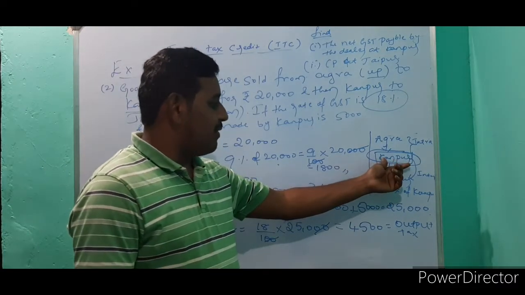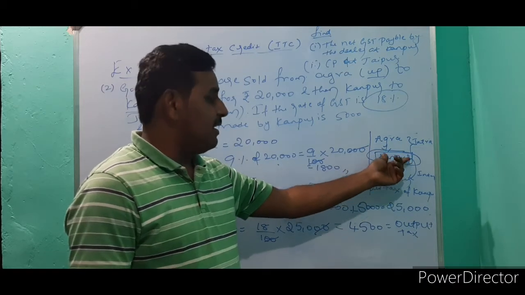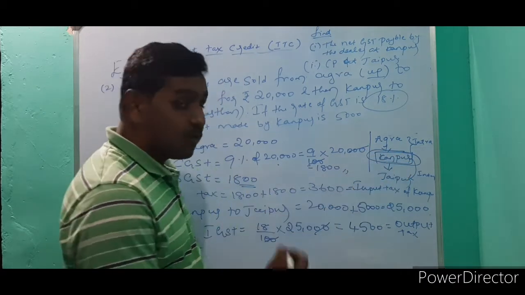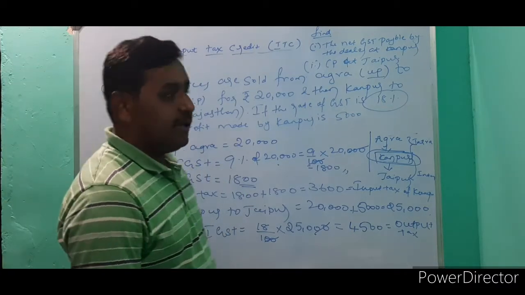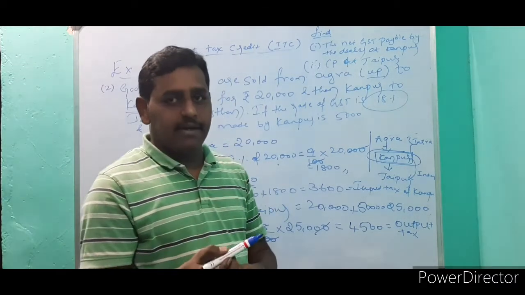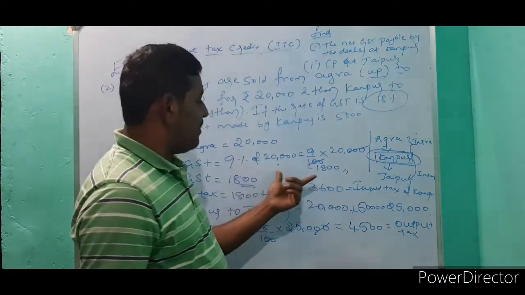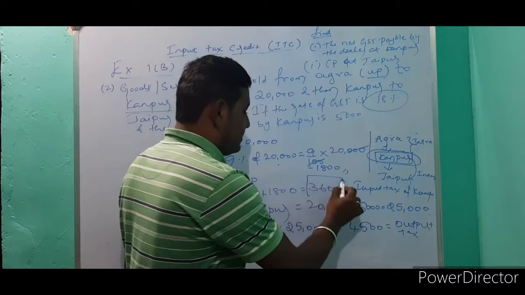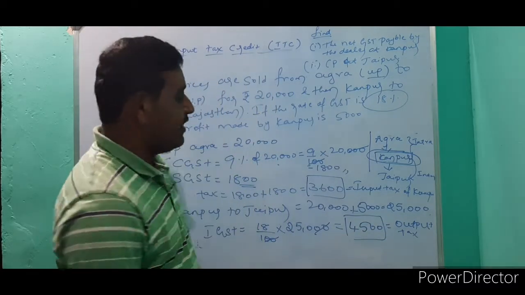So Kanpur, we want to find the net GST, means first we have to find input tax and then we have to find output tax. How to find input tax? I showed in this input tax. Input tax already added in the selling price of the Agra. So separately you can find out. So you will get input tax is 3,600. Next output tax is 4,500.